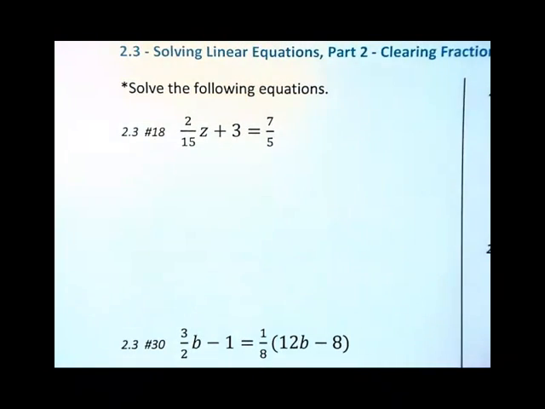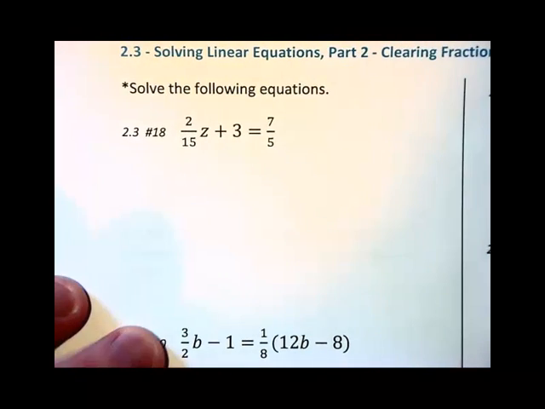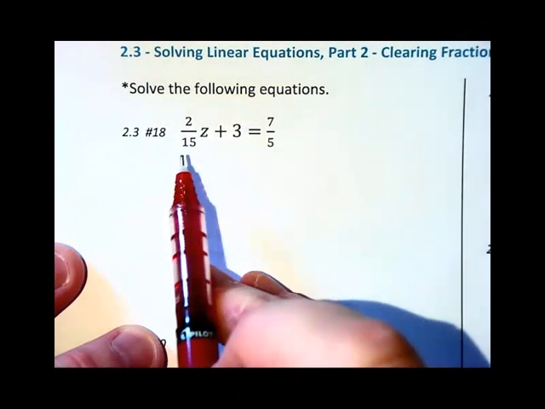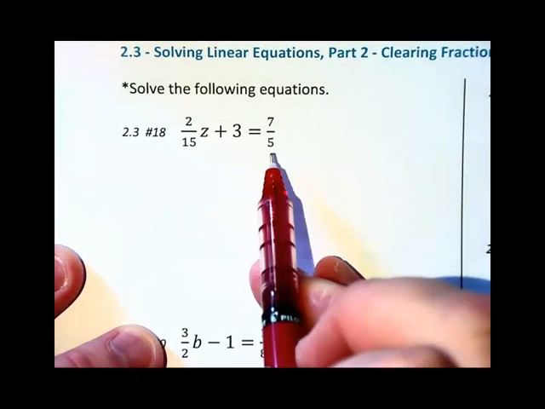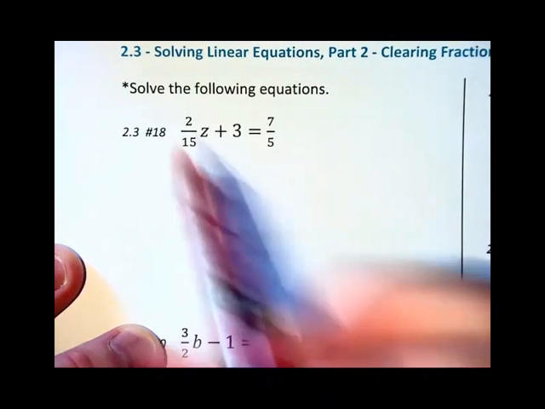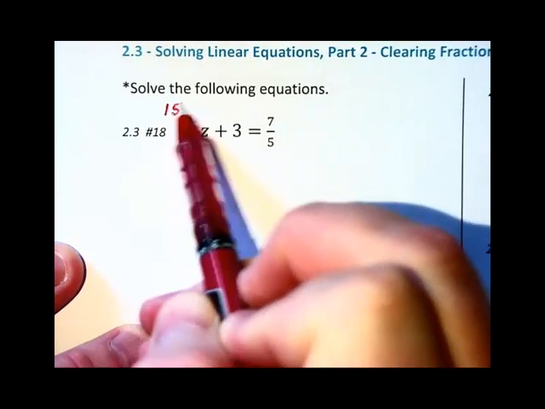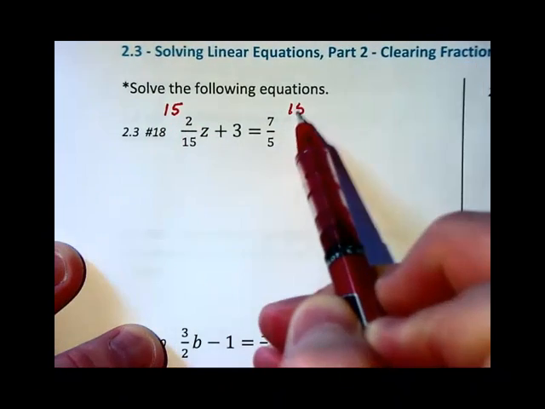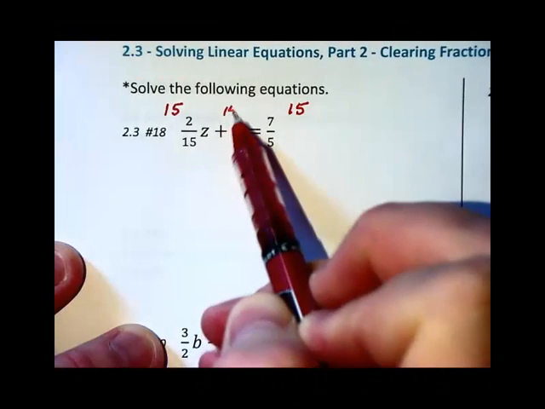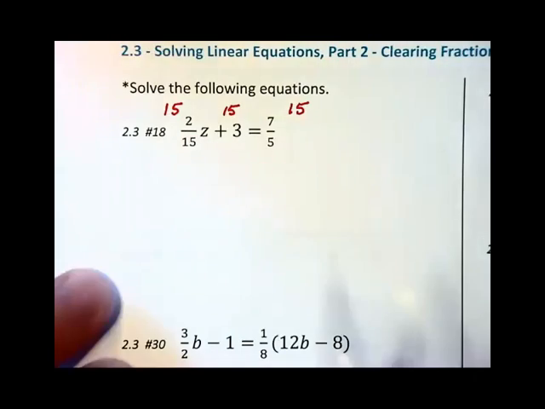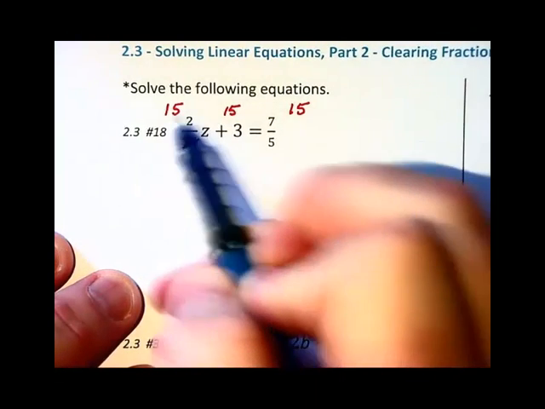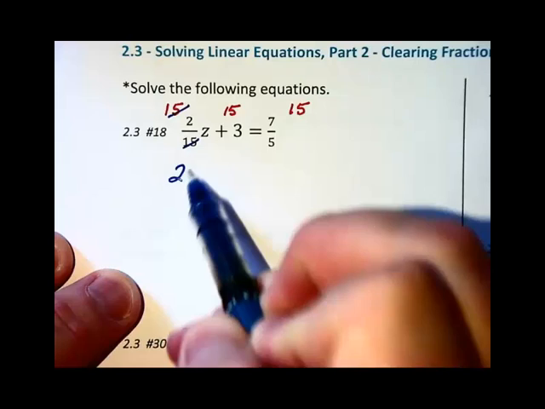In this video, we will be getting a little bit more practice solving equations that have fractions and decimals in them. Here we go. On the first problem, we notice that the denominators are 15 and 5. 15 is their least common multiple, so we're going to multiply through by 15 on each side of the equation. And most people like to write that 15 next to each fraction so that they physically have something to cancel with. On the left, those 15s will cancel, leaving 2z.